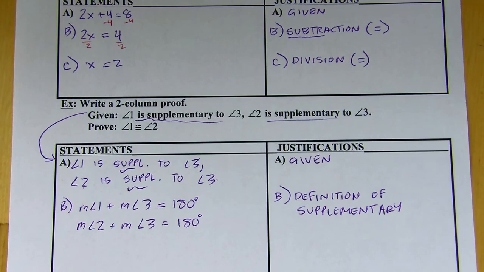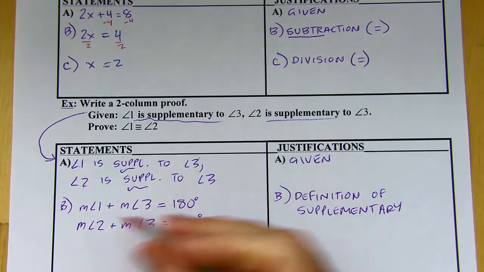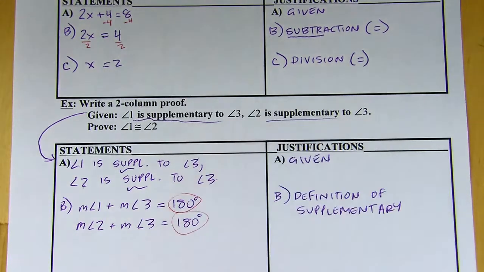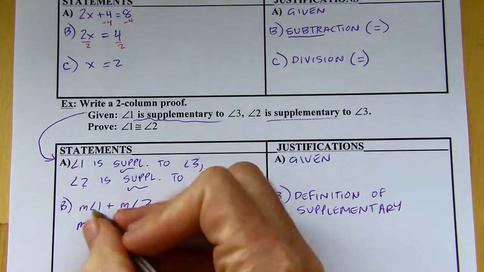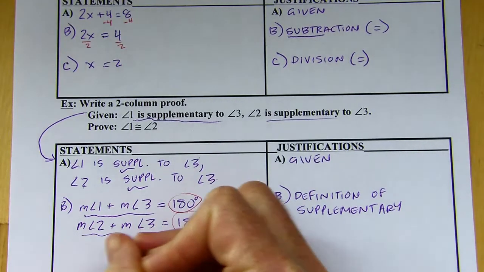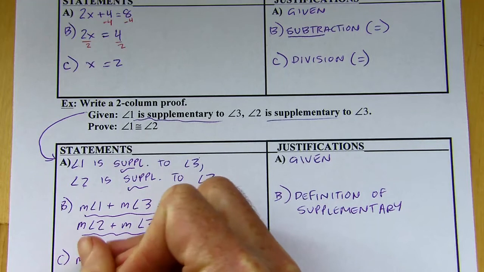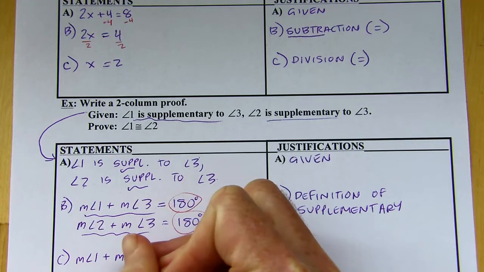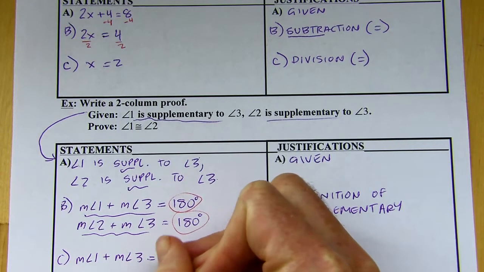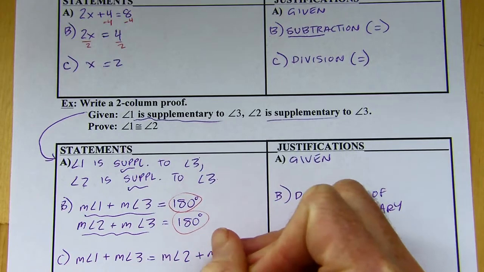All right, so now I've got some equations, so let me think what I can do with this, okay? So this is kind of interesting because now, if I look at step B here, I've got 2 different things that are equal to 180 degrees. So hey, that means they're going to be equal to each other, right? So now I can say, okay, well, this equals 180 degrees, and so does this. Then those two underlined things equal each other. So I can say the measure of angle 1 plus the measure of angle 3 equals the measure of angle 2 plus the measure of angle 3.